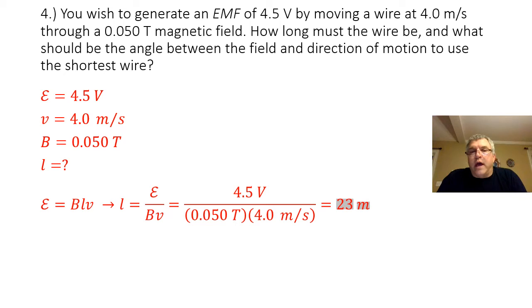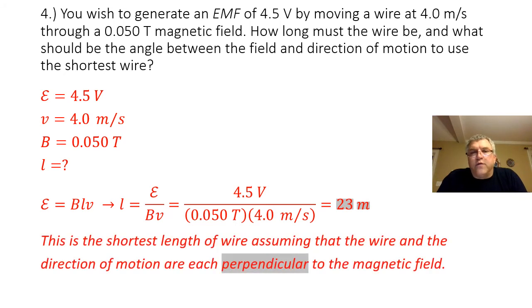Now let's take a look at the angles. In order for us to be able to use the shortest length of wire, we're going to need to be able to induce the EMF in that wire. We know that the wire and the direction of motion of the wire are both going to have to be perpendicular to the magnetic field. So all three of those things need to be at right angles to one another. In other words, one has to be on the y-axis, one has to be on the x-axis, and the third has to be on the z-axis.